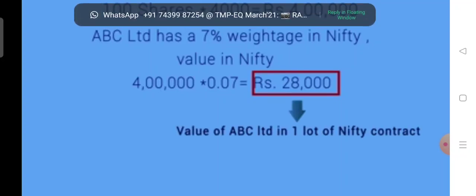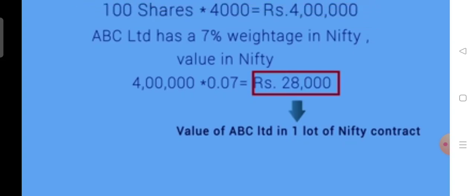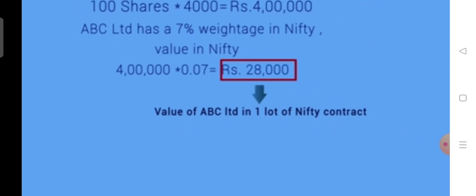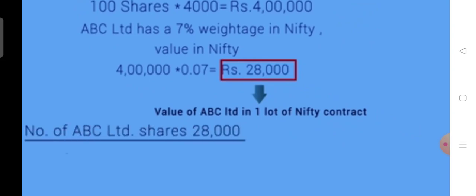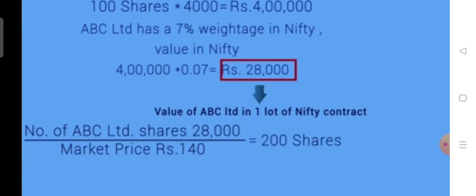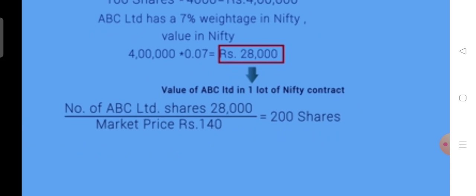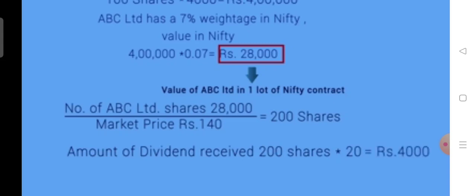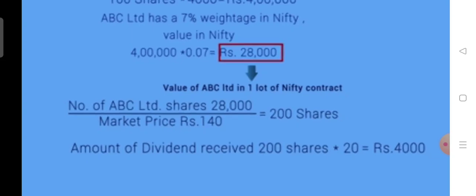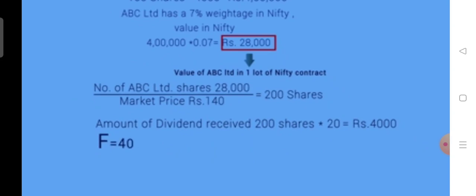Now the number of shares of ABC Limited in one lot of futures index can be calculated as 28,000 divided by market price, which is 140, which is equal to 200 shares of ABC, and the amount of dividend which is received on account of ABC in one lot of Nifty futures is 200 shares into 20 per share, which is equal to rupees 4,000, right?